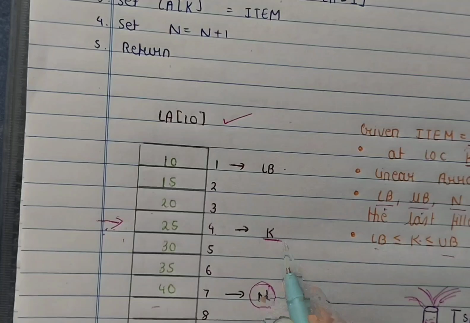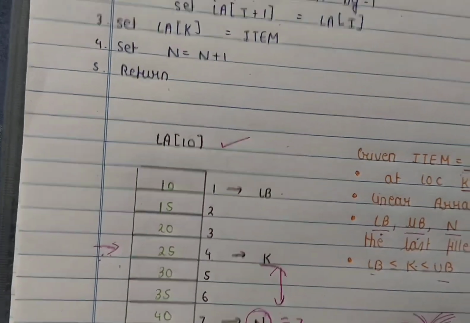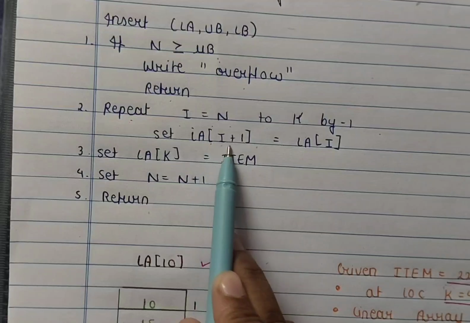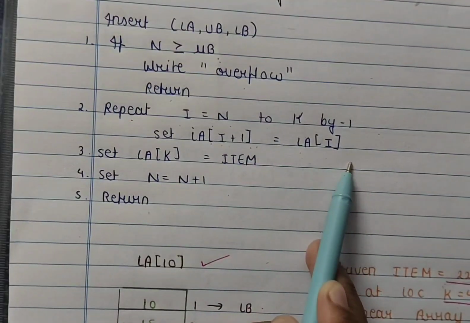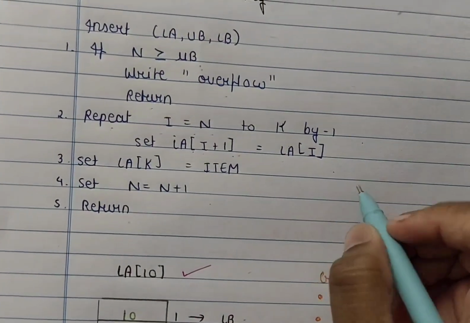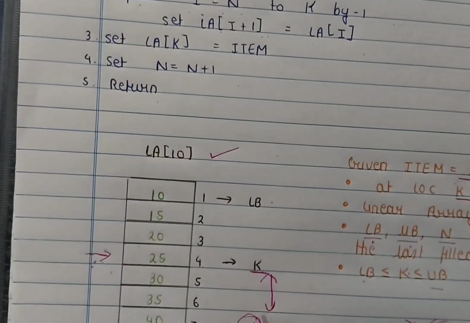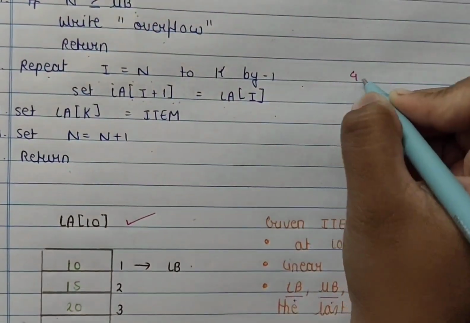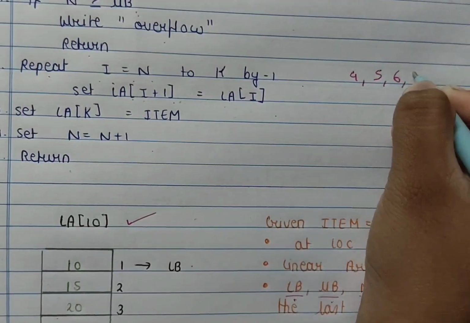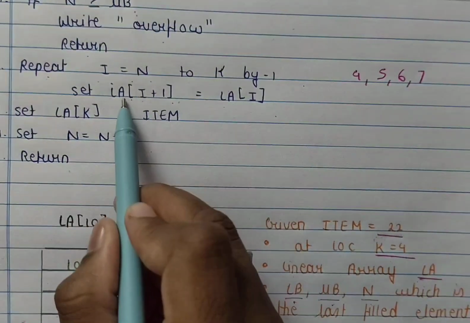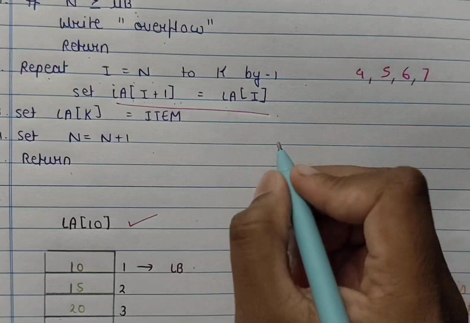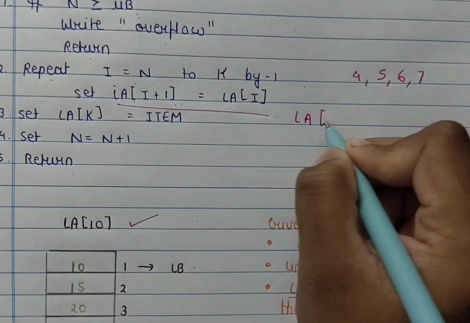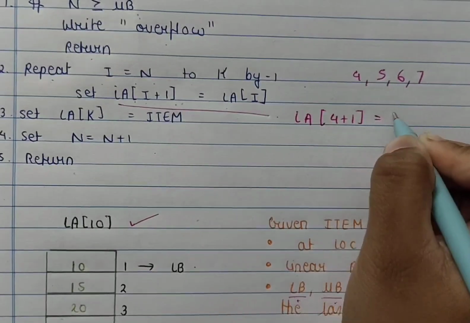That is, from n to k, we want to use a loop in which we'll set LA of I plus 1 equal to LA of I. So in this condition, we will take the values 4, 5, 6, 7 from k to n. So we will write 4, 5, 6 and 7. And then we'll set linear array I plus 1 equals LA of I. So linear array of 4 plus 1 will be equal to linear array of 5.